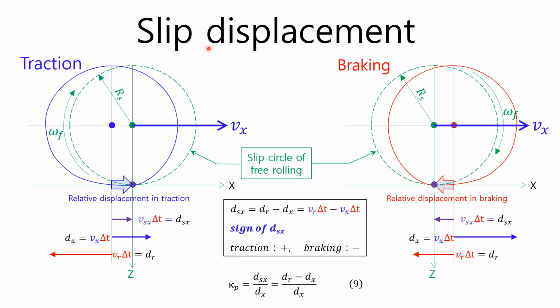Let's consider the slip distance for infinitesimal time. During traction, the road surface drags the wheel center. So the displacement of the tire contact patch relative to the wheel center occurs in the positive x direction. During braking, since the wheel center drags the road surface, the displacement of the tire contact patch occurs in the negative x direction. The slip distance dsx is positive when traction, negative when braking. Therefore, longitudinal slip kappa can be expressed as in equation 9. It is positive during traction and negative during braking.